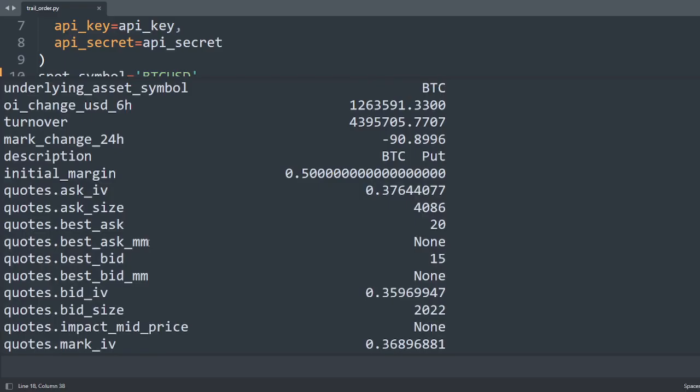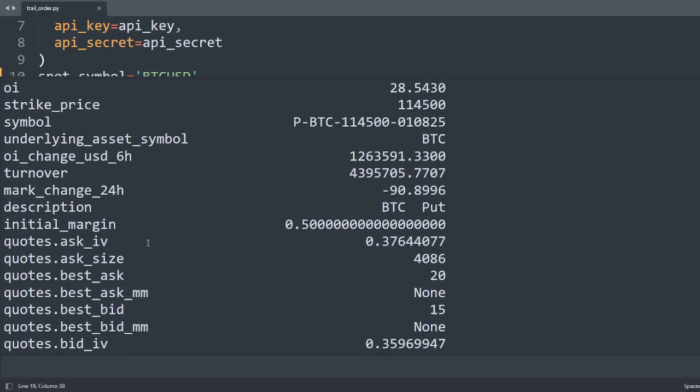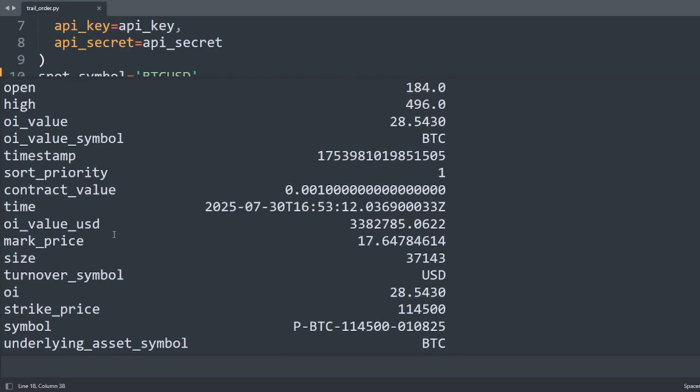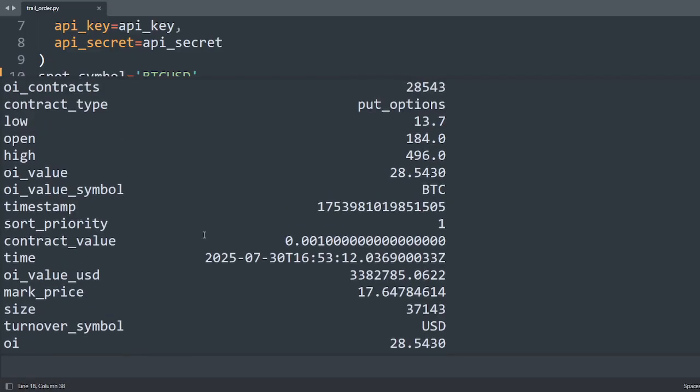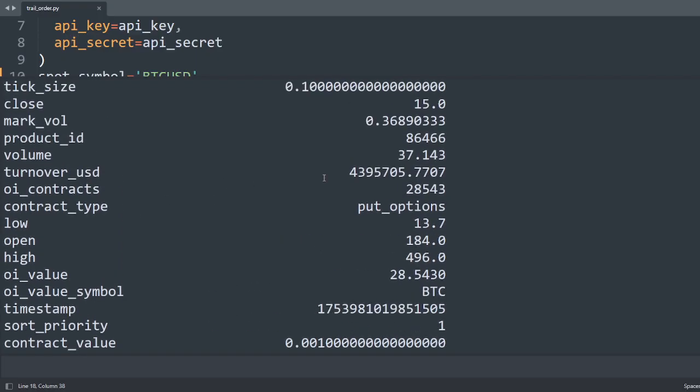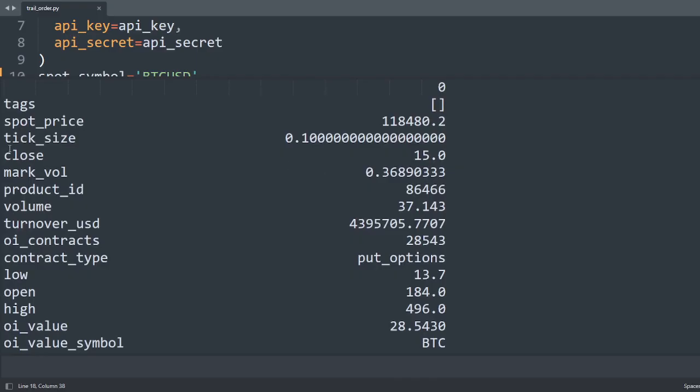Bid and ask price are there. For turnover and BTC port description, all of the things are there, timings are there, and timestamps for each and everything. So that is how you can utilize it. How much low it got, how much open, high, low, close. That is how you can fetch contract type, put options, tick size and all of the rest.